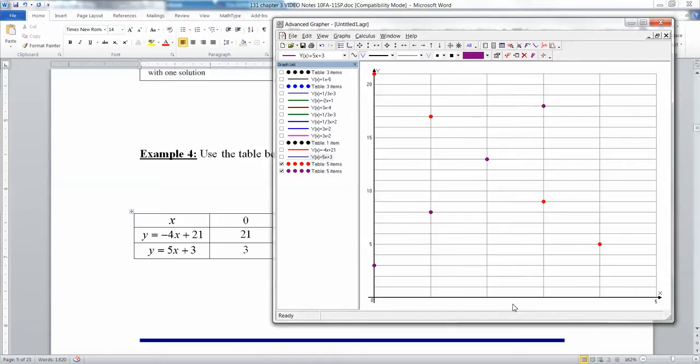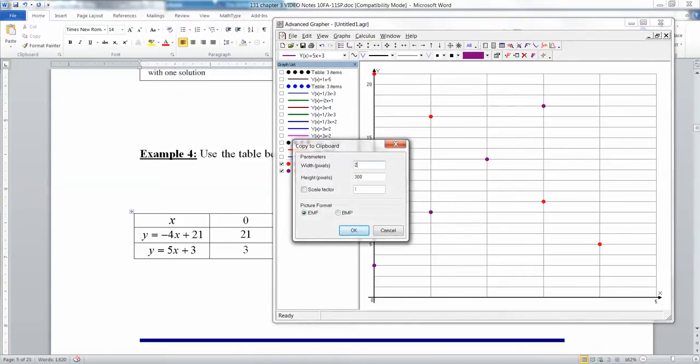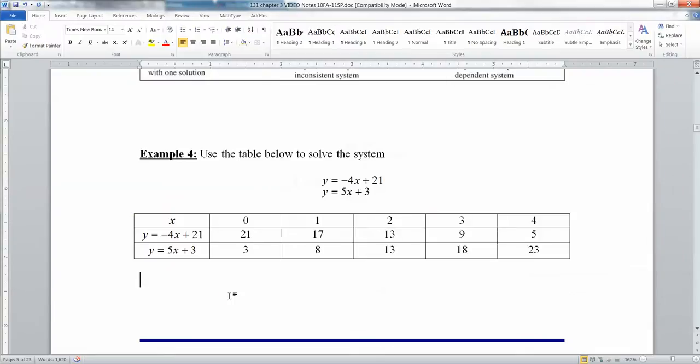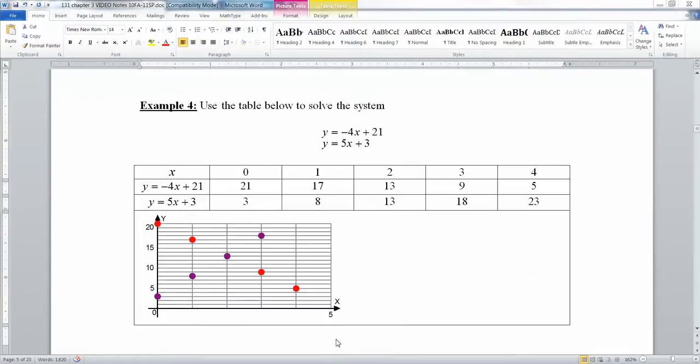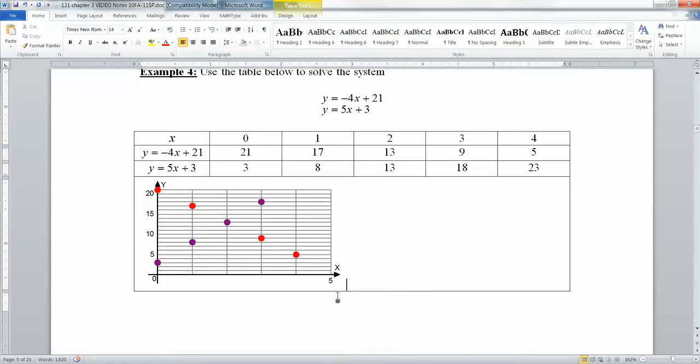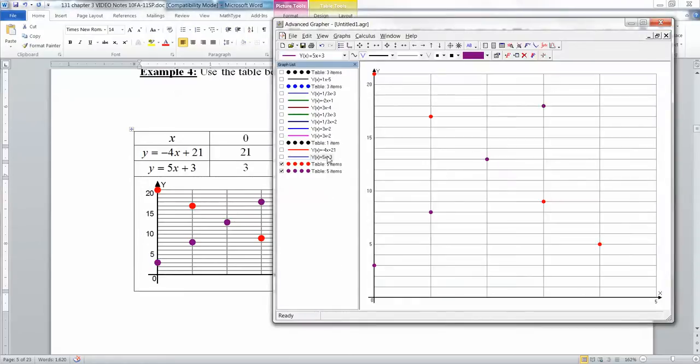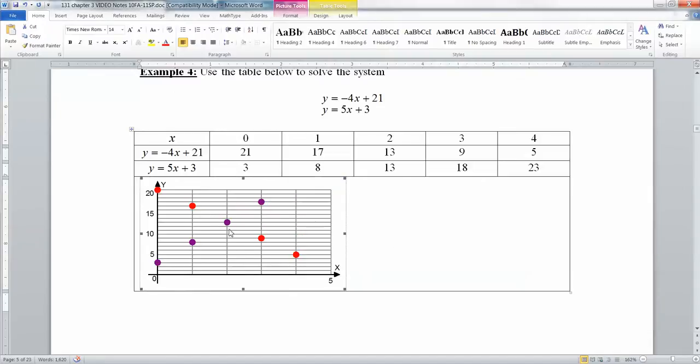Let me copy and paste this in real quick. Make it real small. There we go. So that's a picture of what's happening. And then what's going to happen is the red dots and the purple dots, and of course this computer program can't show that, but they're on top of each other at this spot right here. So the question is, what is that spot? Well, it's over 2, up 13. You can see it in the graph really simply, and you can spot it right there.